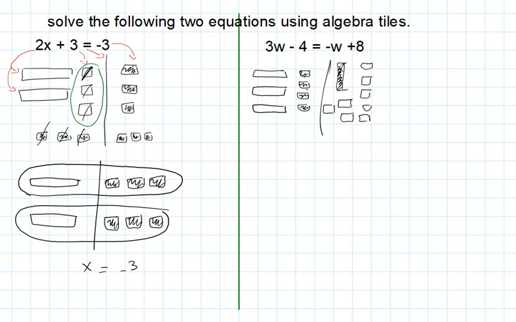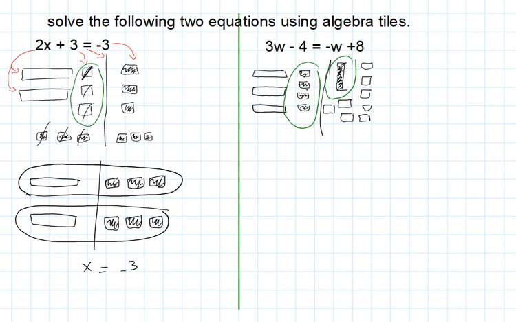Now, when we solve this, we need to get rid of some things. We need to get rid of those -4. They need to go away. Also, on the right side, we have a w, the variable. So we don't want to have variables on both sides. Variables need to be on one side only.